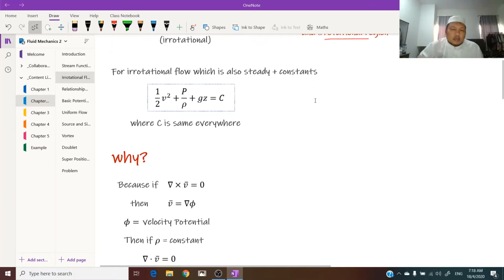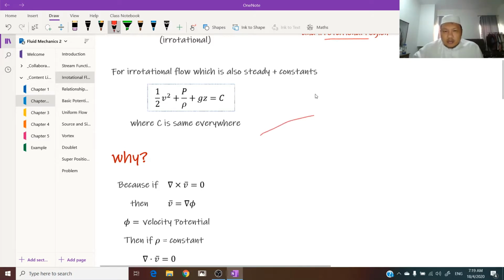The irrotational flow is also a steady flow, and it can satisfy what we call the Bernoulli equation, given by half V squared plus p divided by rho plus gz equals constant. This is the Bernoulli equation, where C is the same everywhere.